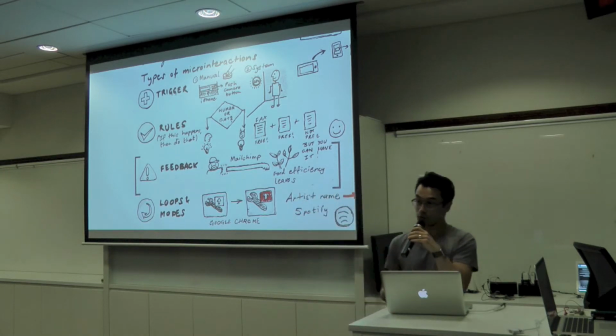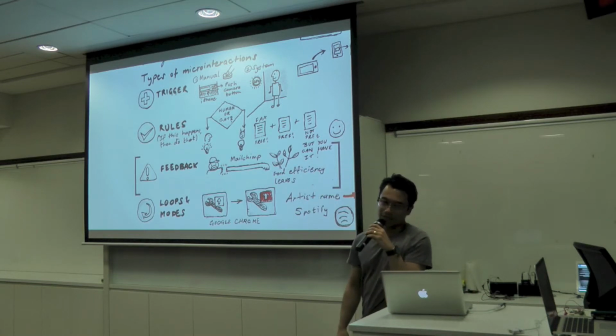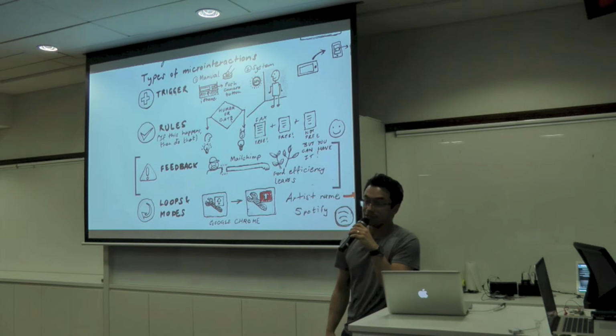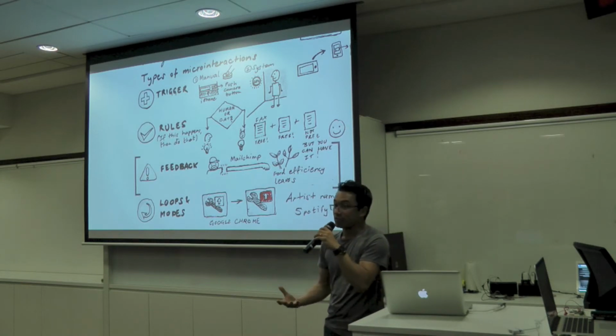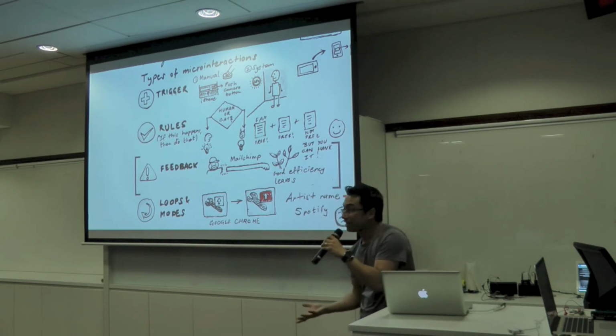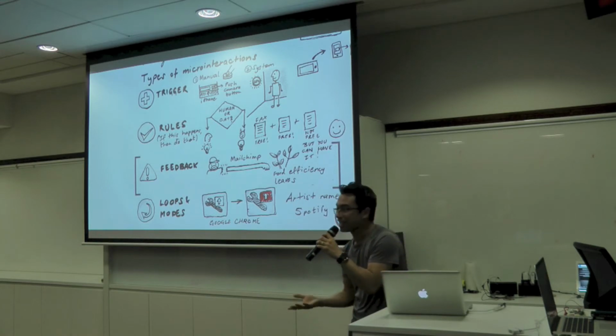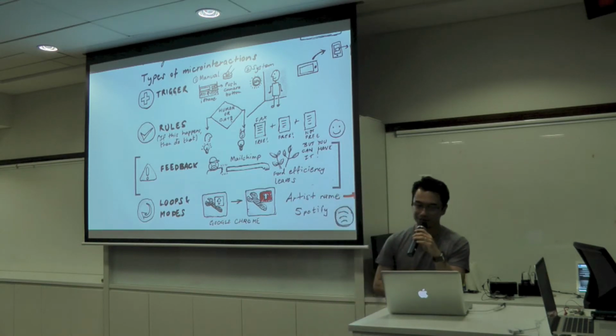Rules. These microinteractions have to follow rules. For example, going back to that thermostat, it can detect whether you're a human or a cat, and if you're a cat, it doesn't change the status. If you're a human, then it changes the status.